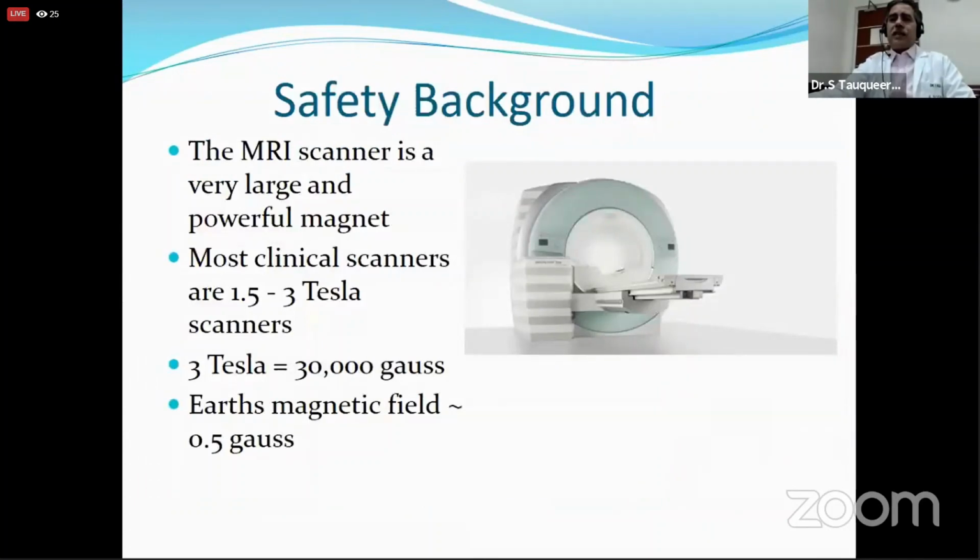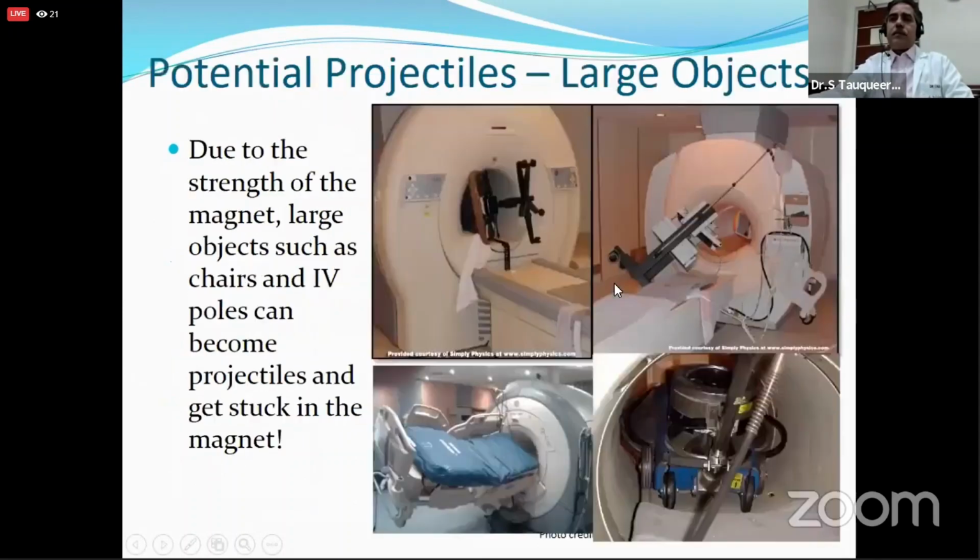Why is the MRI suite area so important? From the safety point of view, because the MRI magnet has a very, very high magnetic field. It is a 3 Tesla magnet. We measure this in terms of Tesla. A 3 Tesla magnet will have an intensity of 30,000 Gauss. Just to understand the difference, Earth's magnetic field is 0.5 Gauss. So you can understand how much more is the pulling power of the MRI magnet.